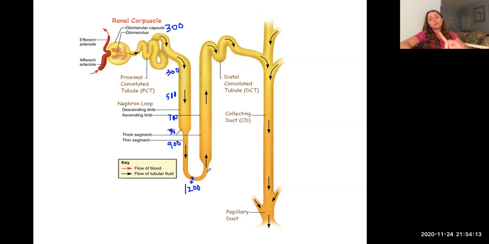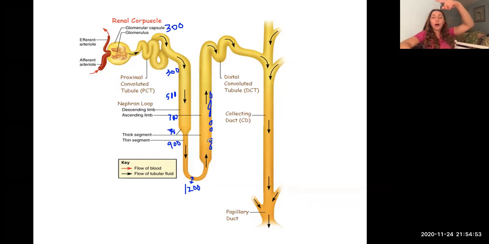Why? Okay, let me explain why it gets less. Right here there's a bunch of sodium chloride channels that basically take the solutes out of the solvent, the water, and this allows the osmolarity to go down, because osmolarity is based off the amount of solutes per the solvent. So right here, the water is going out, but the solutes are staying in, and that's why it's getting more and more concentrated.